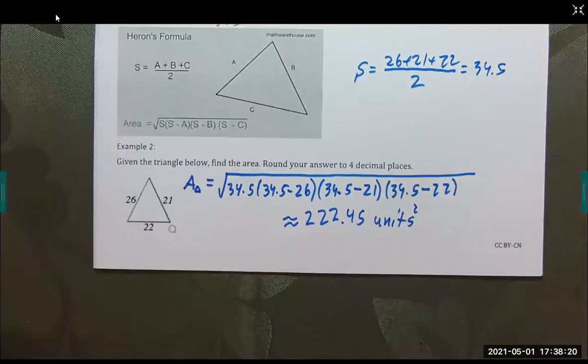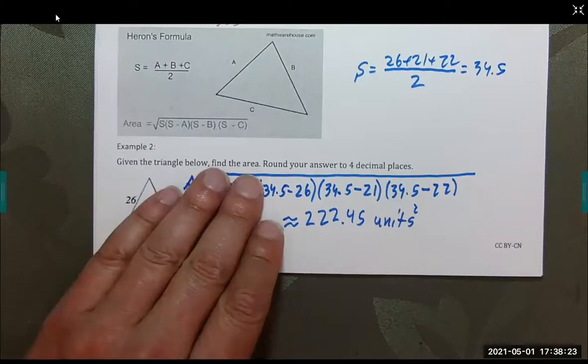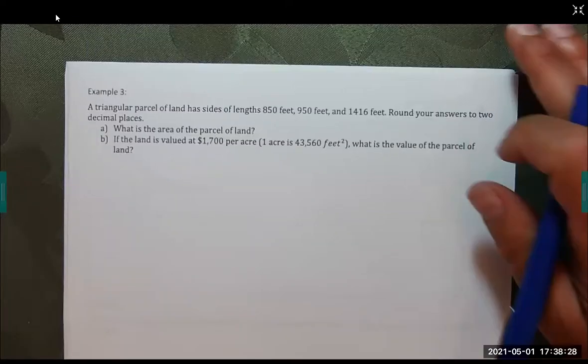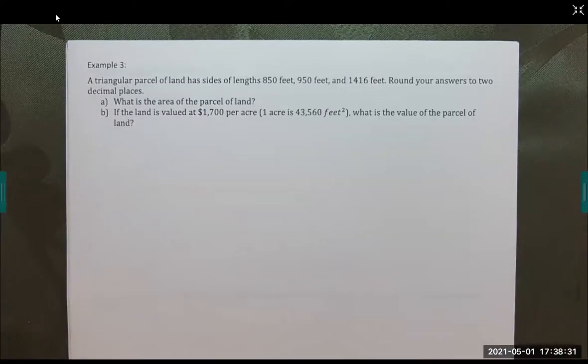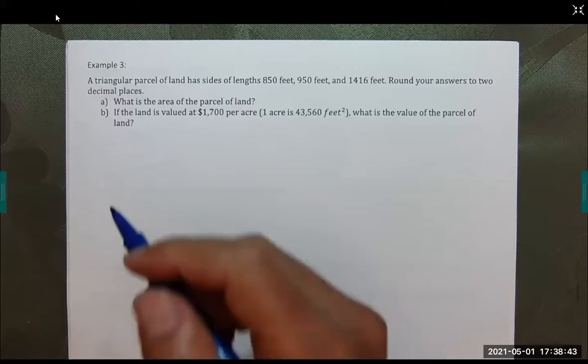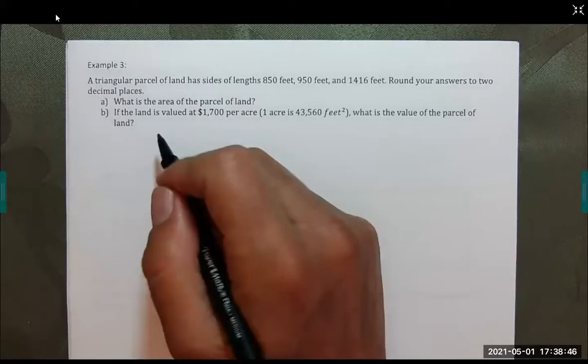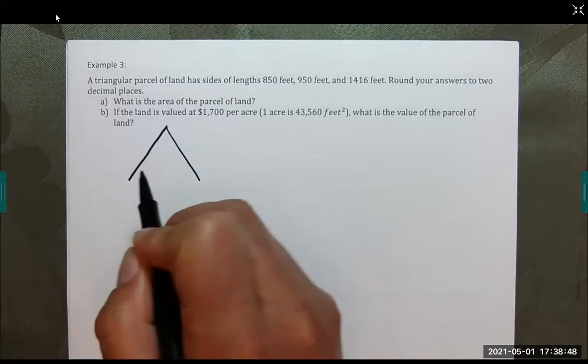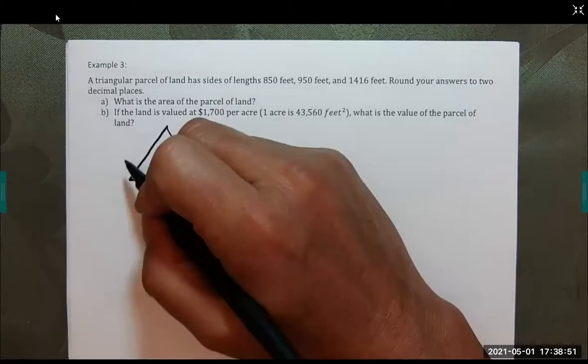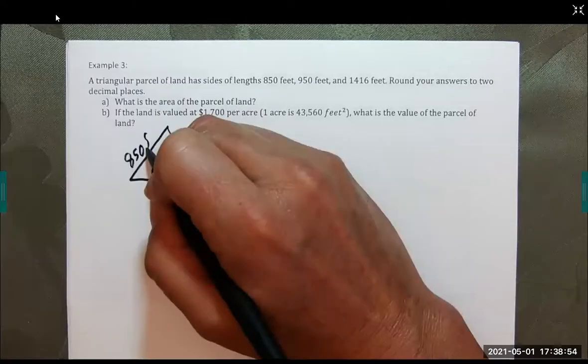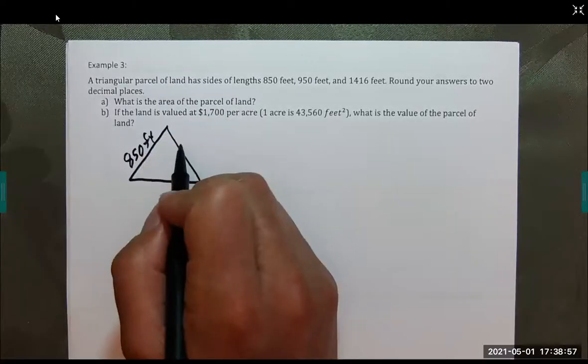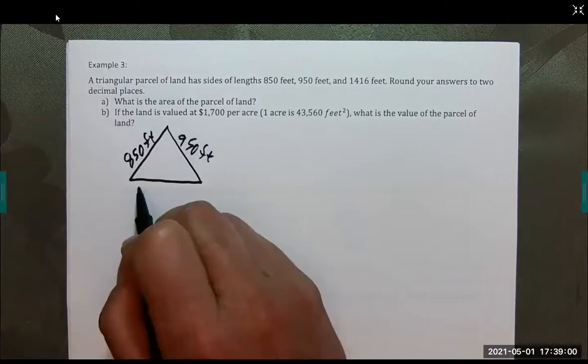Next up, Example 3. A triangular parcel of land has sides of length 850 feet, 950 feet, and 1,416 feet. Rounding out to 2 decimal places. First off, what is the area of the parcel of land? So we now have, let's draw it out, a parcel of land. And we have 850 feet. We have 950. And we have 1,416 feet.